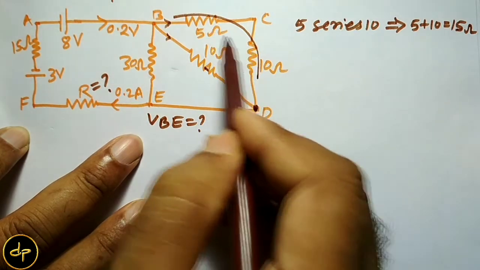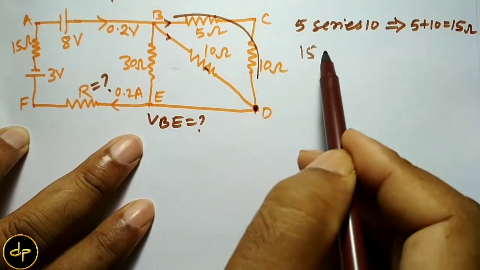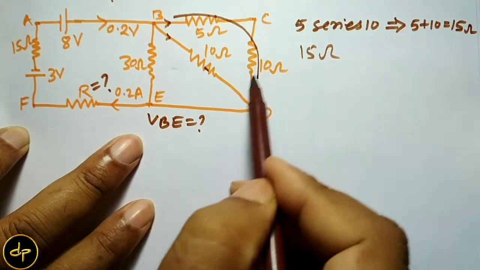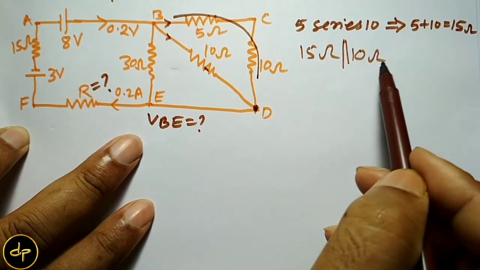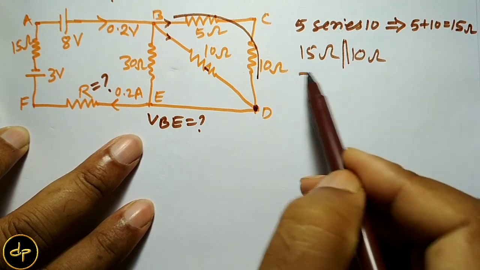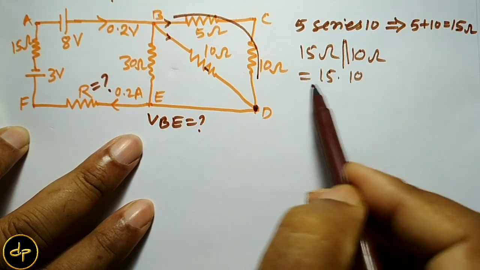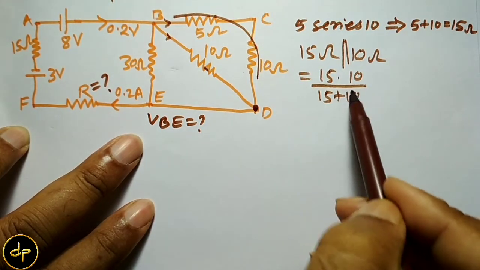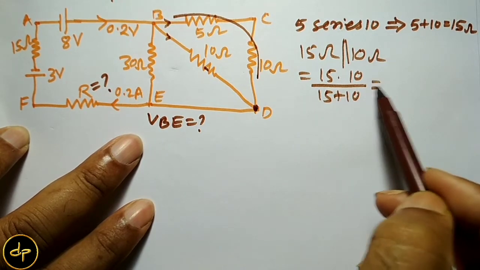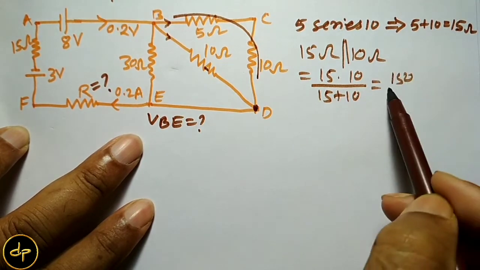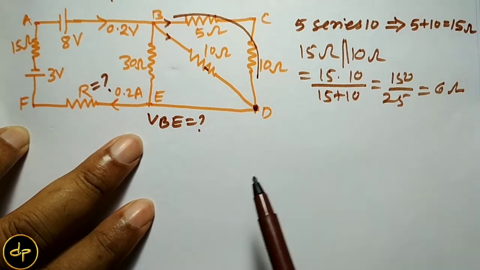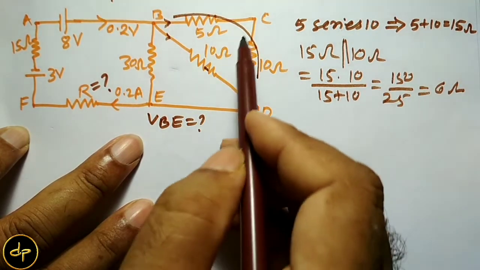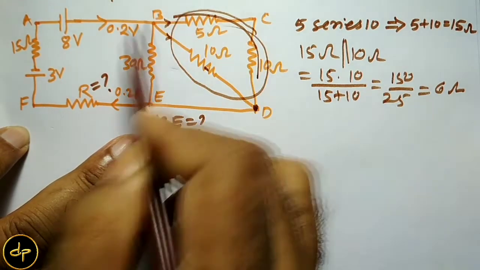So this value, that is 15 ohm, is parallel to this 10 ohm. Whose value will be 15 into 10 upon 15 plus 10. So this becomes 150 by 25, that is 6 ohm. So this resistance is 6 ohm.